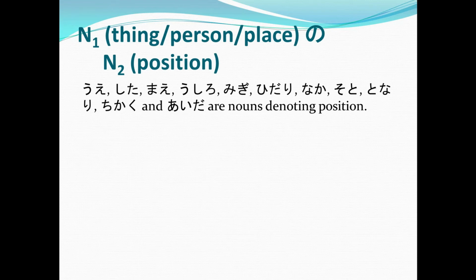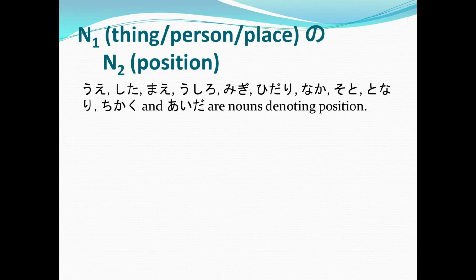Now, Cedric, what does ue mean? Ue is above. How about shita? Shita is below. Mae? Front or before. How about ushiro? Back or behind. Migi? Is right. Hidari? Left. Naka? Naka is inside. How about soto? Outside. Tonari? Next or next door. Chikaku? Near, the vicinity. And then lastly, aida? Is between. Okay, so note that these are positions.